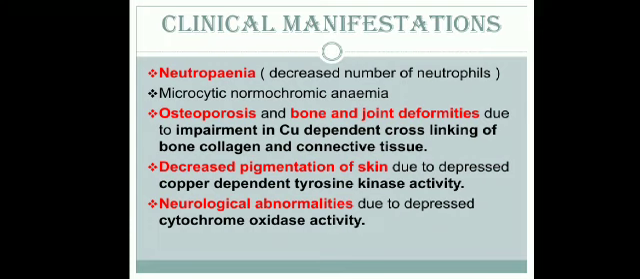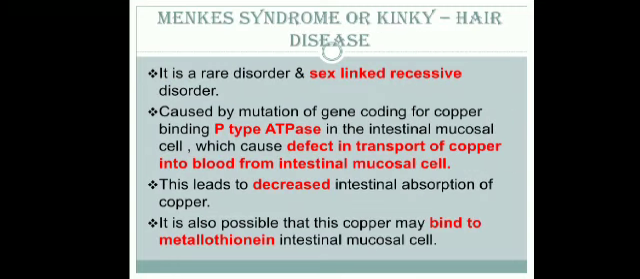Now the clinical manifestations include neutropenia, that is decreased number of neutrophils, and second, microcytic normochromic anemia. Third is osteoporosis and bone and joint deformities due to impairment in copper dependent cross linking of the bone collagen and connective tissue. Decreased pigmentation of the skin is due to depressed copper dependent tyrosinase activity, and then neurological abnormalities due to the depressed cytochrome oxidase activity.